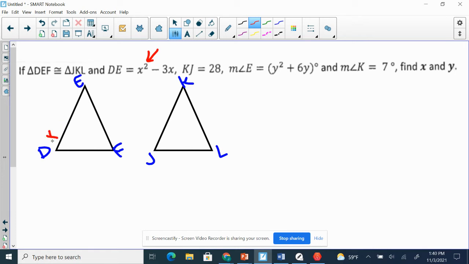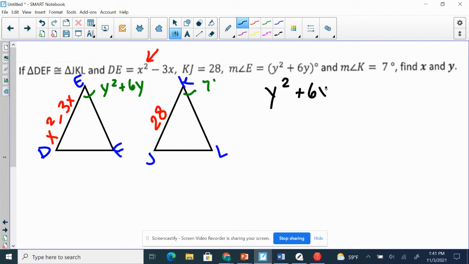So DE is x squared minus 3x. And then KJ here is 28. Measure of angle E is y squared plus 6y, and we now have two variables. And the measure of angle K is 7 degrees. In this case, they don't overlap. It's just two different equations, because we know that E is congruent to K, because they've already stated that these triangles are congruent. So y squared plus 6y is equal to 7. It's one variable, so we can rock and roll there. You might not want to, but we can, even though it's quadratic.